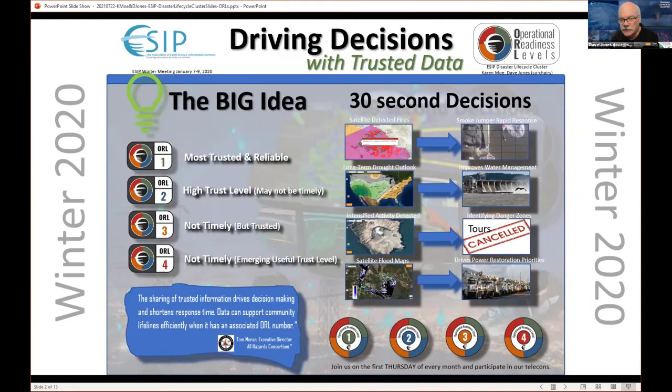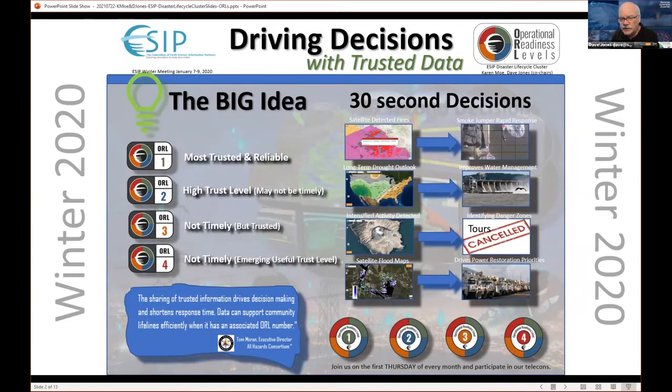earth observation products. And so this wasn't just dreamt up within the disaster lifecycle cluster. It was put forth by the utility industry and the All Hazards Consortium here in the United States because of the overwhelming amount of data that's out there, utility workers need to make rapid decisions, and they don't know what data to trust, and they don't know what the source of the data was when it's put in front of them by somebody in their operations center.